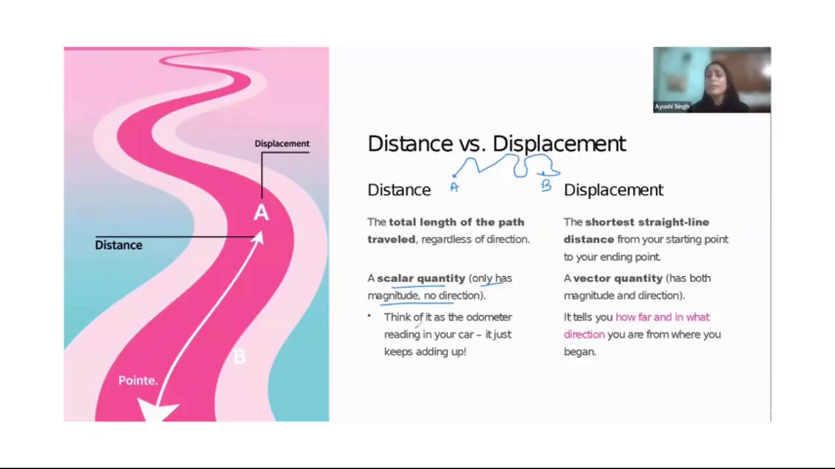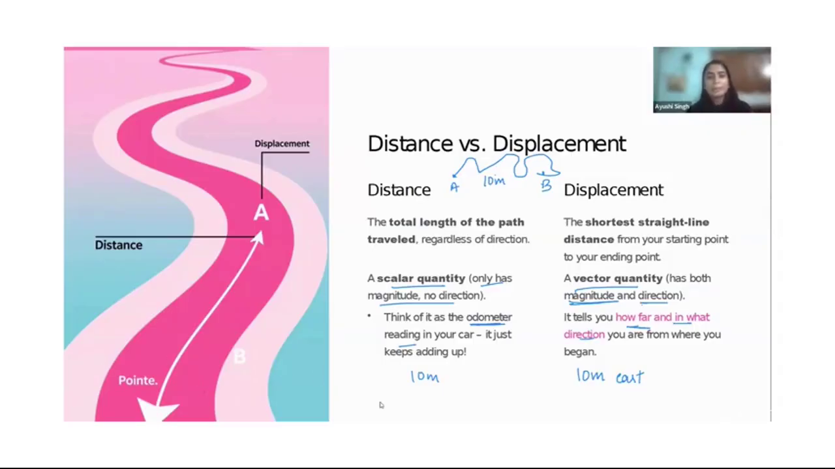So think of it as an odometer reading in your car. The odometer reading is just to tell you how much you have traveled, right? So it doesn't tell you which direction you have traveled in. But a vector quantity is something where the magnitude plus direction is there. So for example, maybe you went 10 meters. The distance would be just 10 meters. For displacement, it would be 10 meters east. So it tells you how far you went and in exactly what direction you were going, right? So this is the difference between distance and displacement.